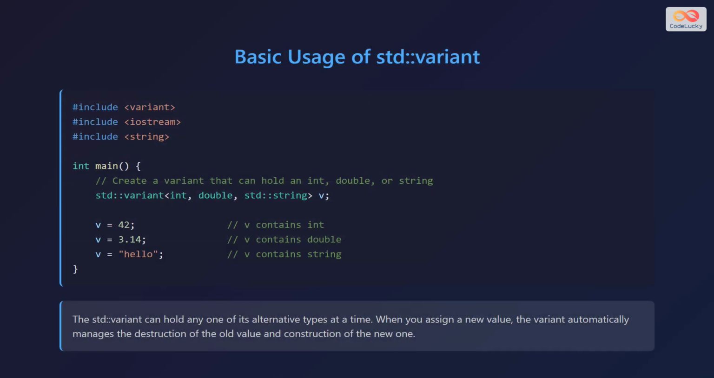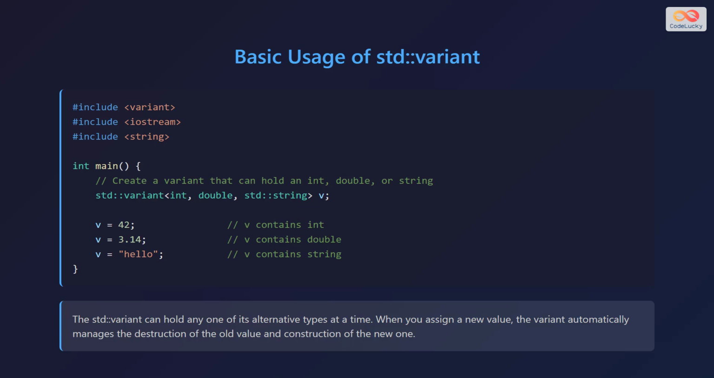Let's examine the basic usage of std::variant with some code. First, include the variant, iostream, and string headers. Then, within the main function, create a variant that can hold an integer, a double, or a string using std::variant<int, double, std::string>. Let's name it v. You can assign different types of values to the variable v.